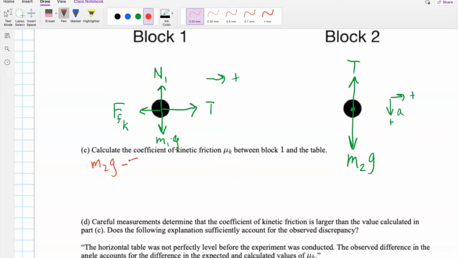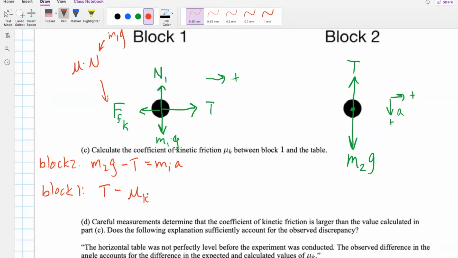Because over here, the first equation we can generate is M2G minus the tension equals M1A. And the second equation for the acceleration of the system is going to be for that of block 2. I'm sorry, block 1. Block 2 is over here. Block 1 is this equation. And that would be T minus the friction. I'm just going to go ahead and expand this for kinetic friction. Remember, that's mu times the normal force. The normal force is going to be M1G. And so again, they say calculate. So I'm just going to write it as mu K M1G equals M2A.